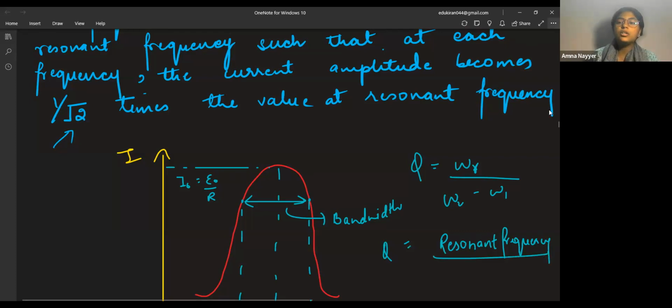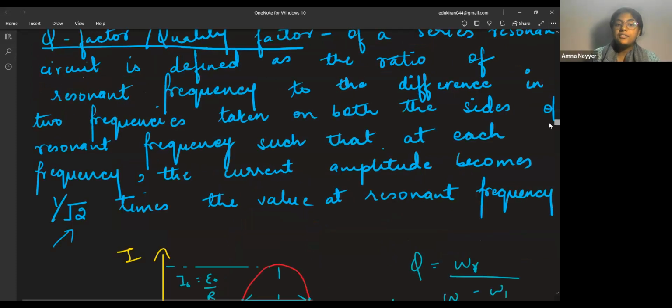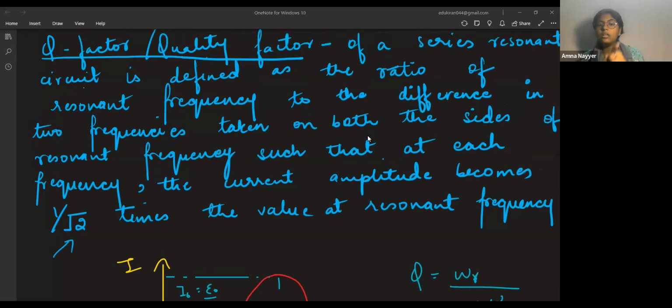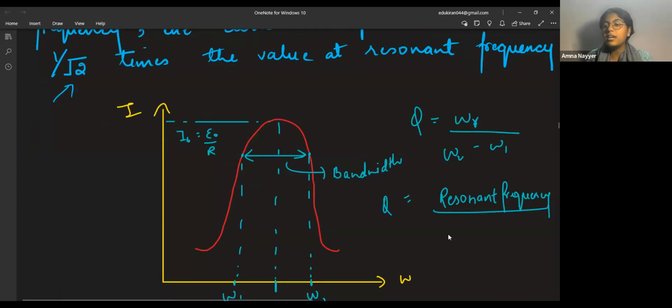Resonant frequency to what? To the difference in the two frequencies taken on both sides of resonant frequency. Omega 1 and omega 2, how did we take it? On either side of omega r. So this is saying the same thing. In the numerator is the resonant frequency omega r. Now, the difference between the frequencies taken on both sides of the resonant frequency, omega 1 and omega 2. So their difference, that is what we have written, omega 2 minus omega 1. And what exactly is omega 2 minus omega 1? This is bandwidth.